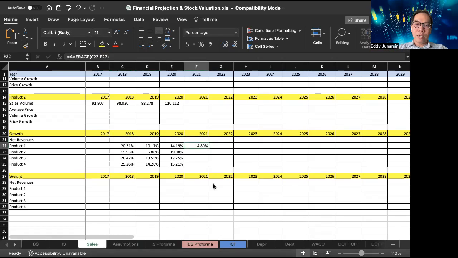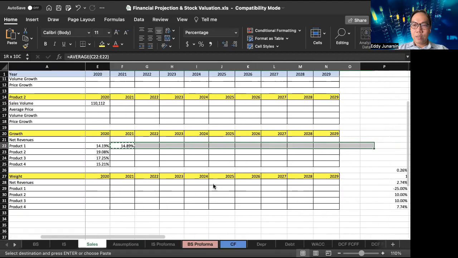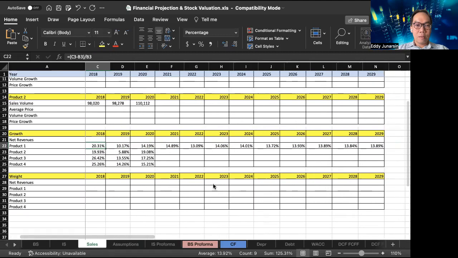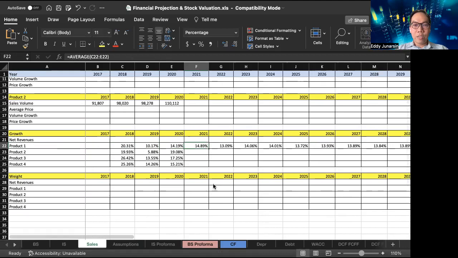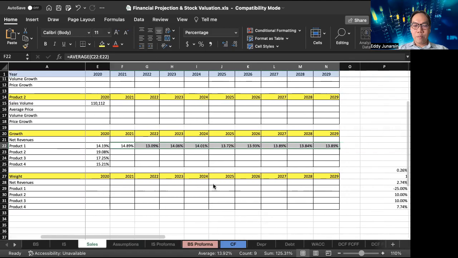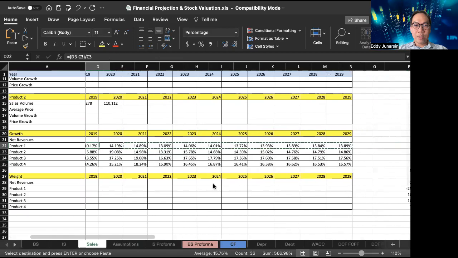So for 21, this is the average of 2018 to 2020. For 2022, that's the average of 2019, 2020, and 2021. Right, so I just make a copying and pasting. This is the moving averages that we can see here. For example, 2022, this is the average from 2019 to 2021. The estimate for 2023 is the average of 2020, 2021, and 2022, so on. So it's the same pattern, and make a copying and pasting.